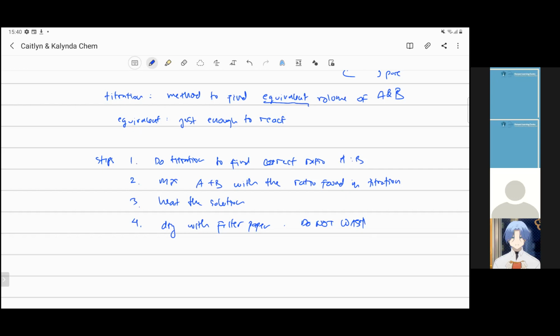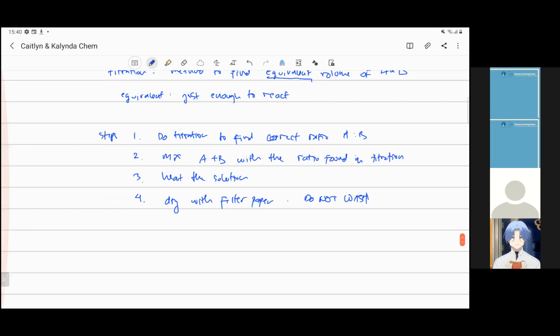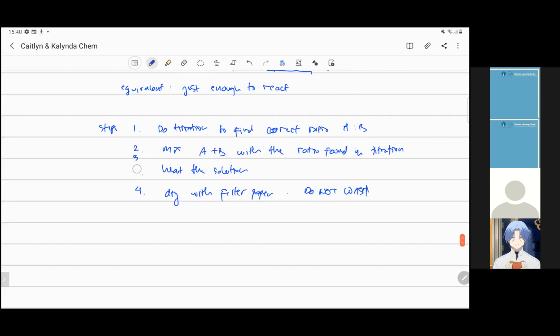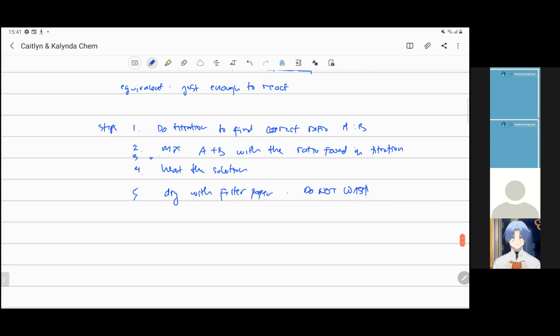Third, after mixing, you can be sure that in the salt there, I think I forgot to say to stir it. Okay, I'll put number 3, this is 4, and this is 5. We are going to stir the solution.